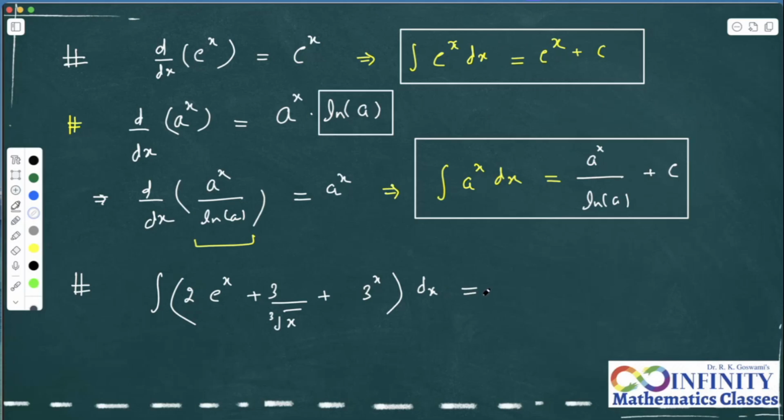You distribute the integral. Perfectly okay. Which is 2e exponent x. Yeah. Then after it is 3 divided by x exponent 1 by 3. I will take this x term maybe in the next step in the numerator. And the last term is going to be integration of 3 power x. Can you please tell me, 3 power x, what type of function is it? Is it polynomial or exponential? What type of function is it?